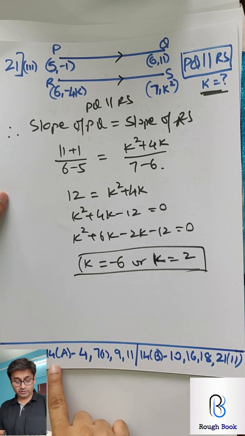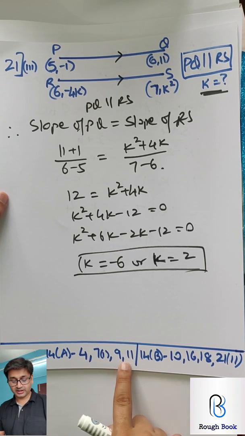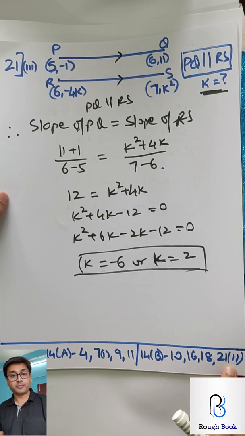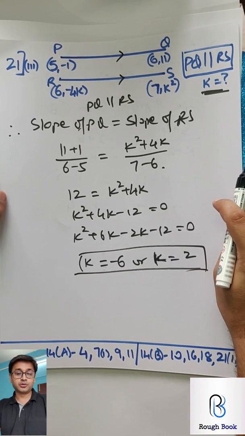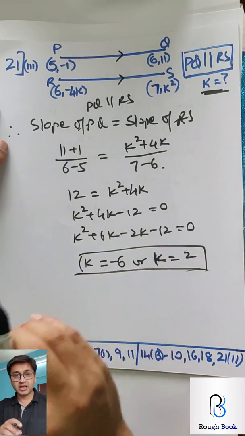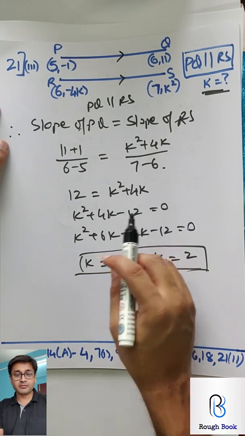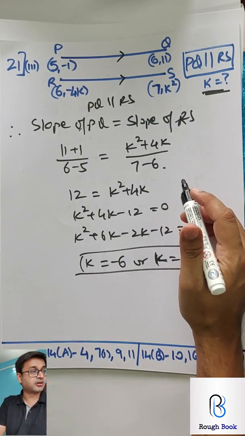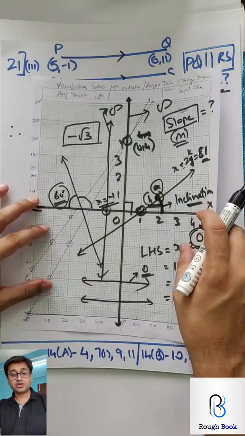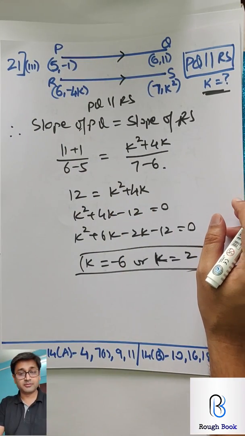Homework 14A, sum number 4, 7, 1, 9 and 11. 14B, 10, 16, 18, 21 part 2. This is what I want you to do as homework. I hope you've got this, the exercise is simple. If you are with me, I'll see to it that equation of line becomes child's play for you. It's not difficult at all, provided you are doing honest work, genuine work without making any mistakes.